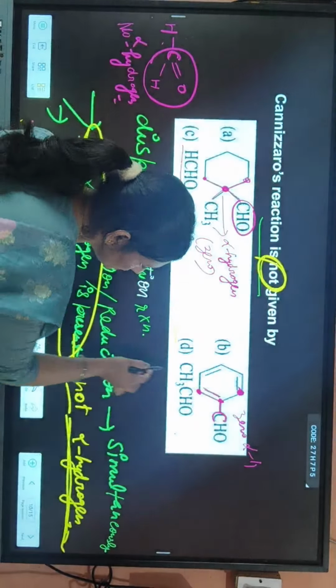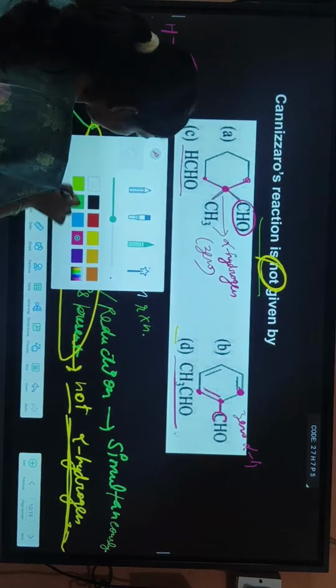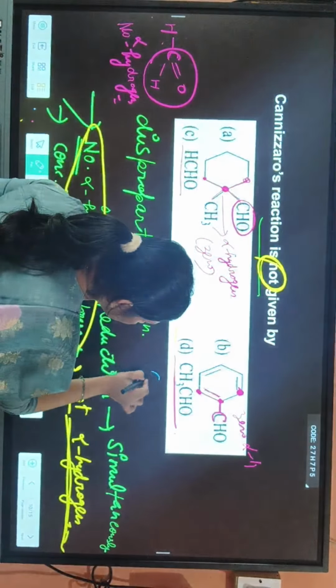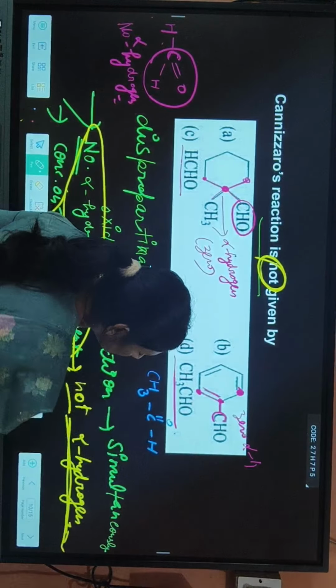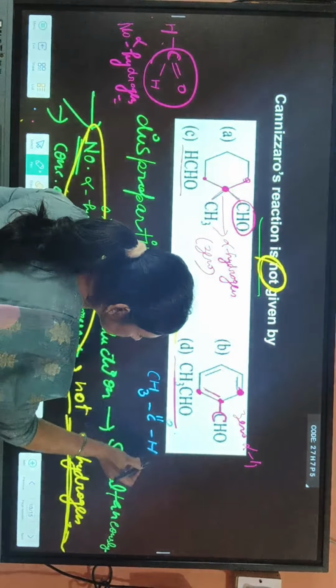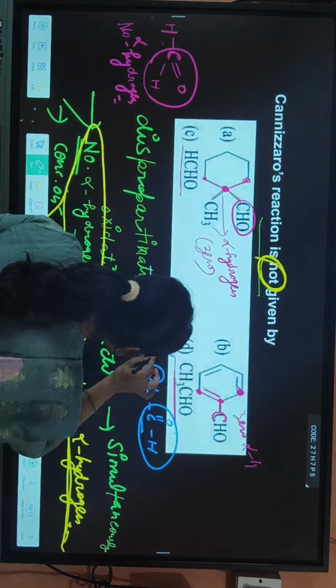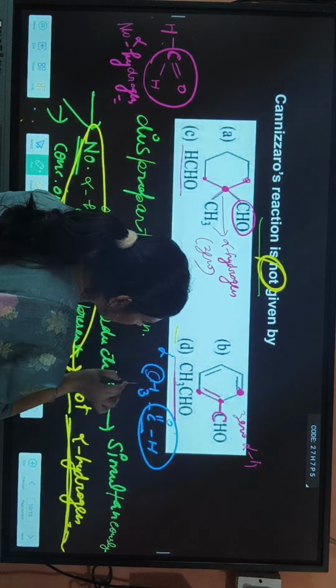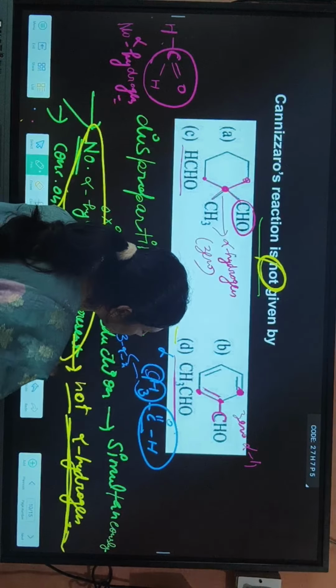Okay, now CH3CHO. We are having CH3CHO. Now we will see about this also. CH3CHO. Now say student, to this carbon, this group is attached. So this is alpha carbon, and to this carbon 3 hydrogens are present. So these are 3 alpha hydrogens.